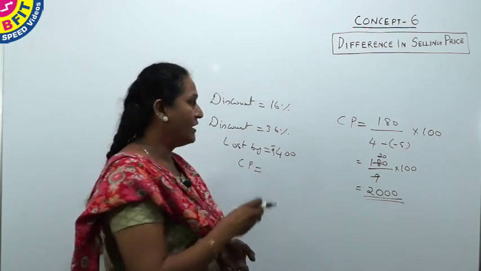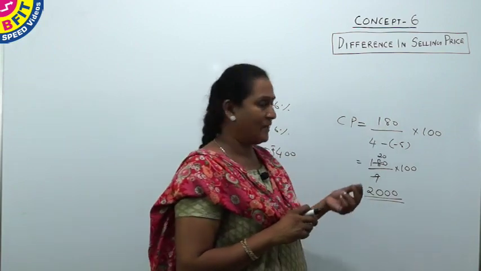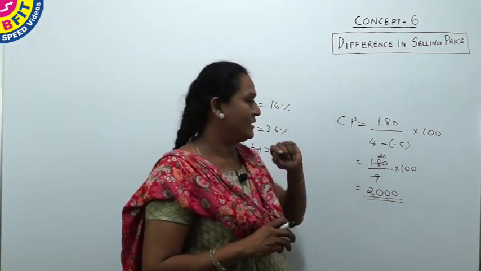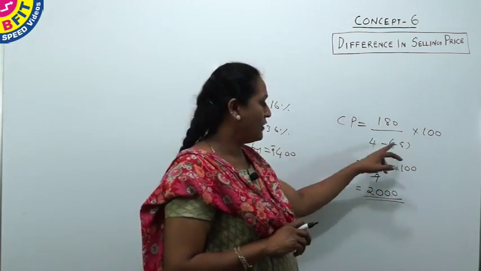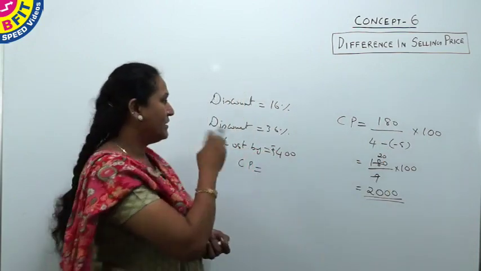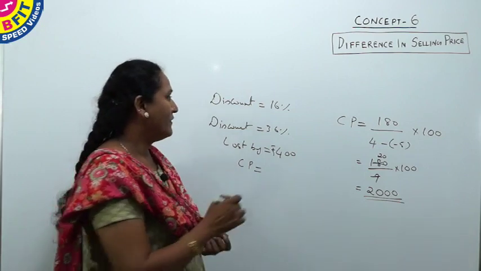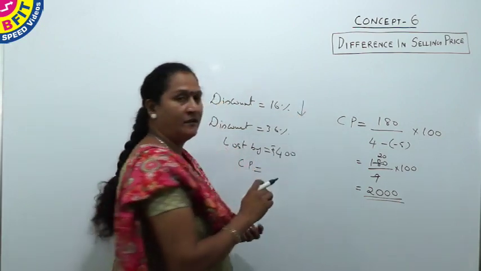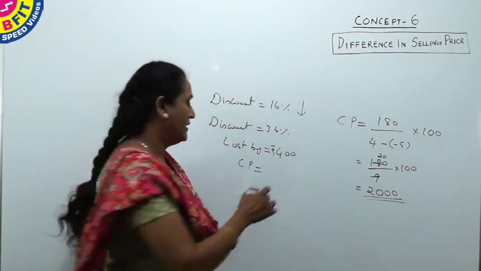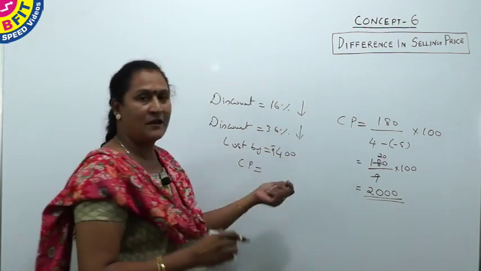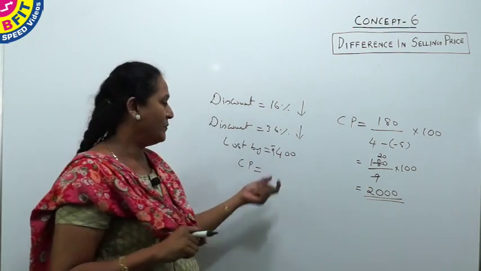I told you that we can find the cost price when the difference in selling prices is given: the difference in selling price divided by the difference in profit percents, into 100. When one is a profit and one is a loss, we add the values. In this question, they haven't directly given the difference in selling price, but when the discount is 16% he would have sold it for one price, and if he gives a discount of 36%, he would have lost by 400. It means the difference in selling price is 400.